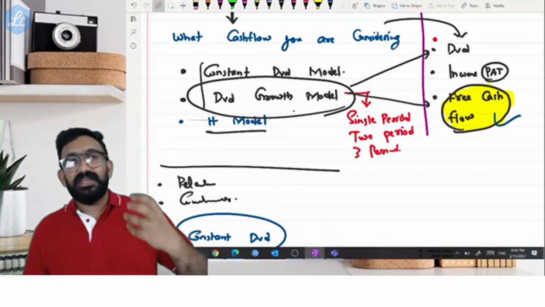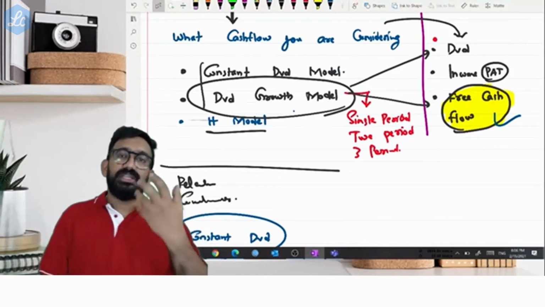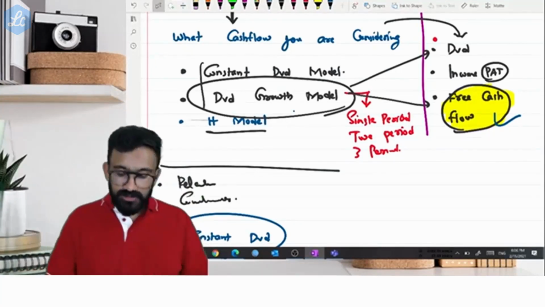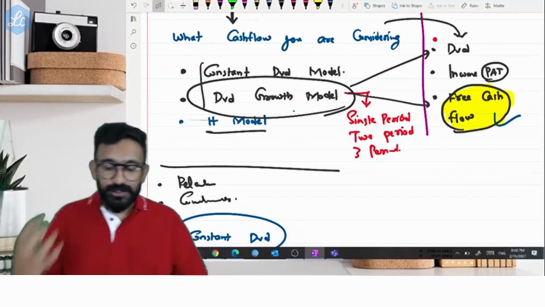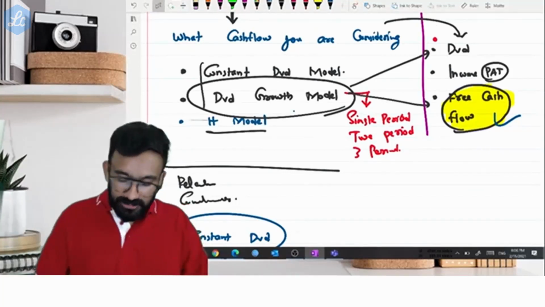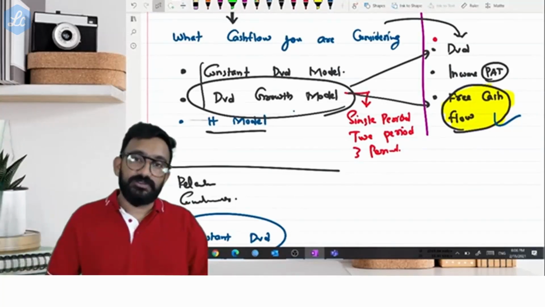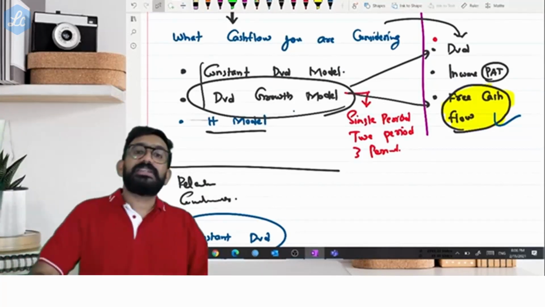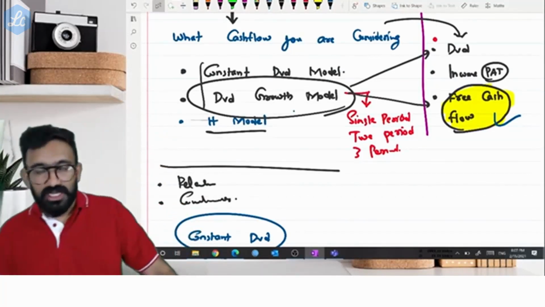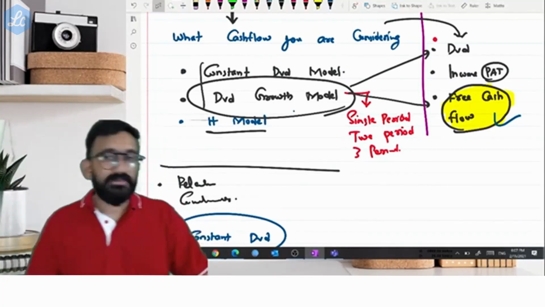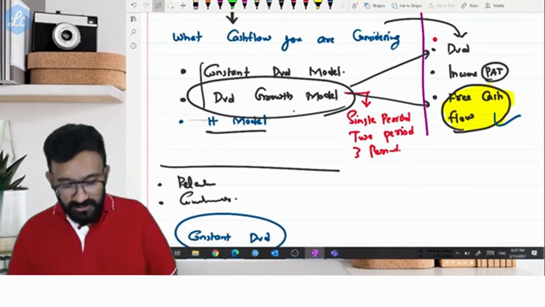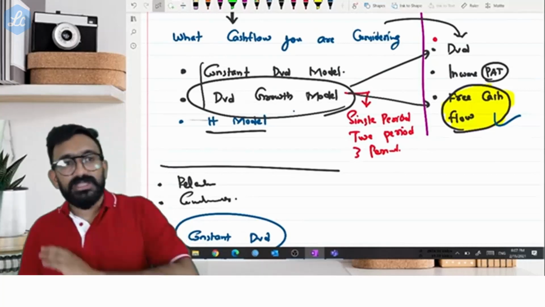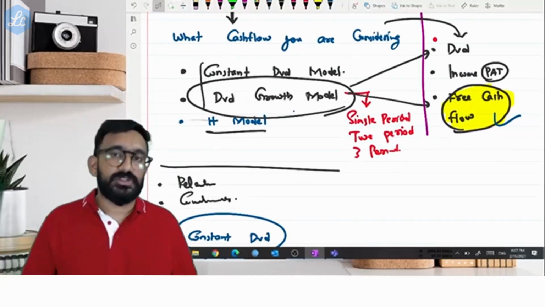So they said the real addition to the revenue is not your income. It should rather be free cash flow. How much is the cash flow that you are generating? There are multiple ways in which you can compute free cash flow. Free cash flow models are very popular in all practical valuation; we use free cash flow models only.